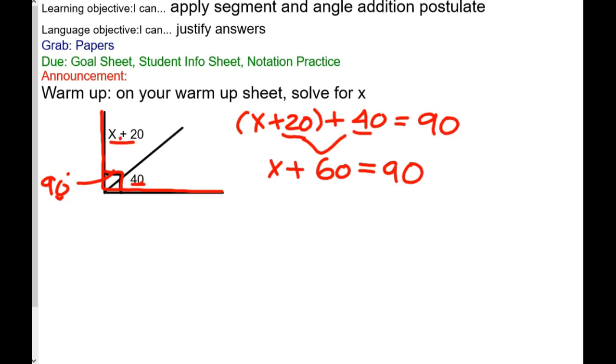I like to get rid of the loner, the 60, by doing the opposite. So minus 60, minus 60. So x equals 90 minus 60, 30. Now, if you got that right off the bat, cool. If you didn't, it's all right, because we're going to do some notes on angle addition postulate and segment addition postulate.